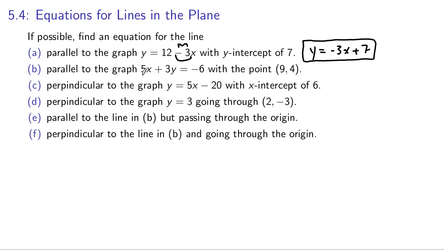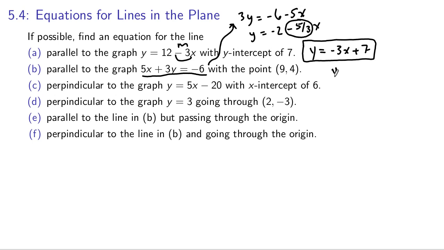First, let's find the slope of this line that we need to be parallel to. We need to solve for y to find the slope, because this is in standard form. We need this in slope-intercept form. So solving for y, we'd have 3y is minus 6 minus 5x. Dividing by 3, we'd have minus 2 minus 5/3 x. So the slope of this line is minus 5/3. That's what we're interested in.